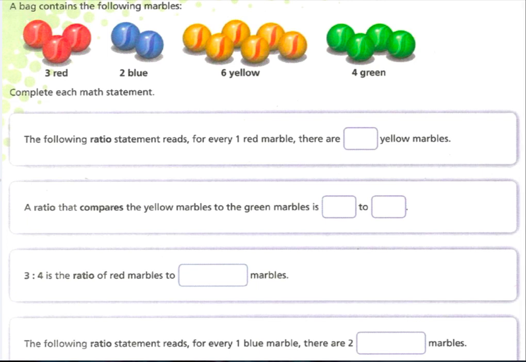All right. So on the back of that page, we've got some practice problems. And these are all going to relate to the pictures at the top of the page. We've got 3 red, 2 blue, 6 yellow, and 4 green marbles.